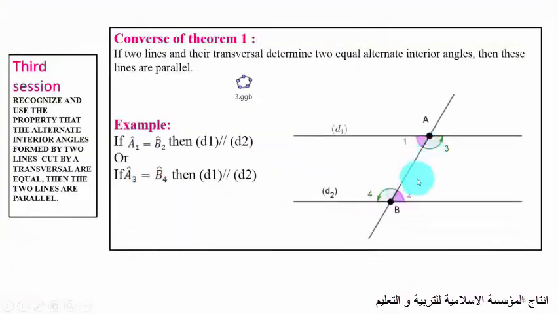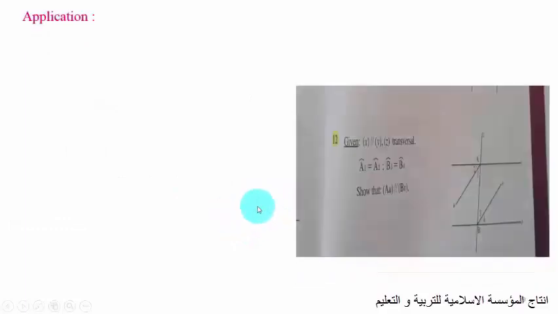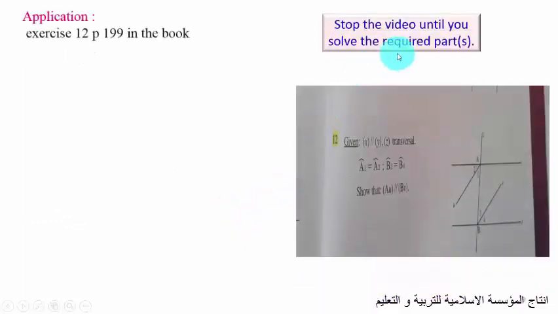Example, in the figure here, if angle A1 equals angle B2, they are alternate interior angles, then D1 and D2 are parallel to each other. Also, if angle A3 equals angle B4, they are alternate interior angles, then we can say that line D1 and D2 are parallel to each other. Application. My students, please stop the video until you solve the required parts.